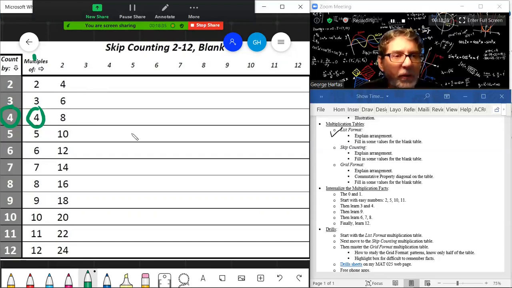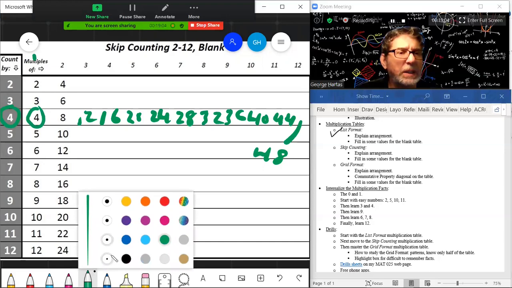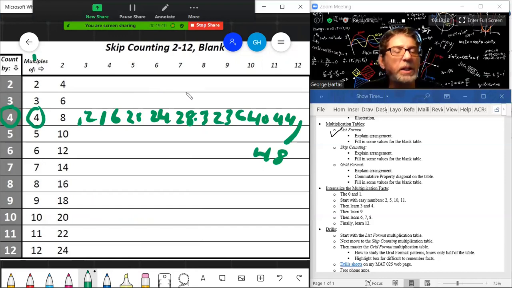So we're going to keep adding by 4. We're going to take multiples of 4. So here we go. 4, 8, 12, 16, 20, 24, 28, 32, 36, 40, 44, 48. Okay, 48. So use this skip counting table to help you understand the multiples of a number.